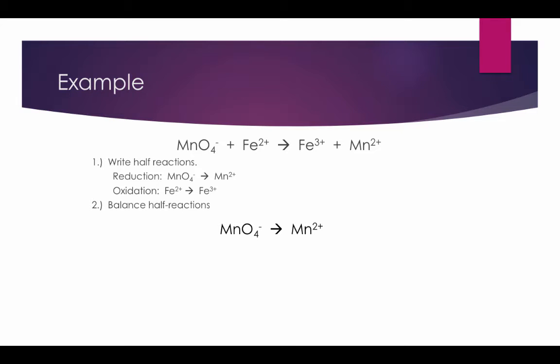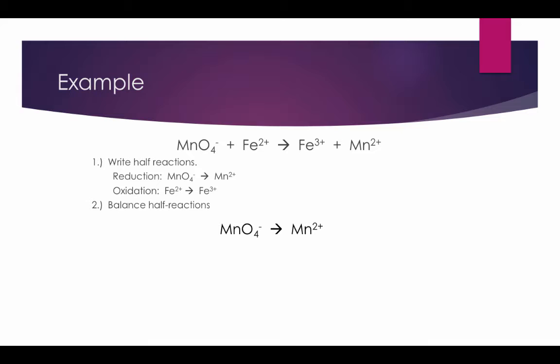Now we're going to balance the half reactions separately. First, we want to check and make sure that all non-hydrogen and oxygen atoms are balanced. The only one here is manganese. We have one manganese on each side, so we're okay there. This is the step that people often forget, and it can be important if you miss it.